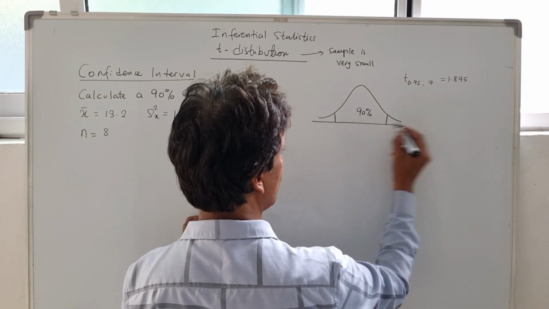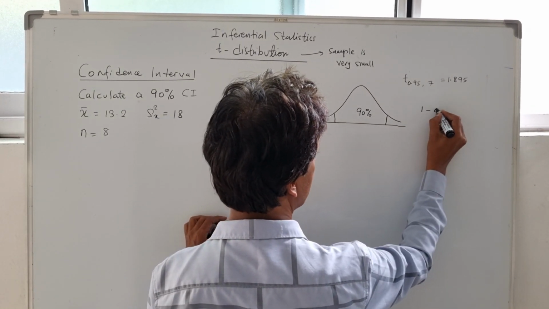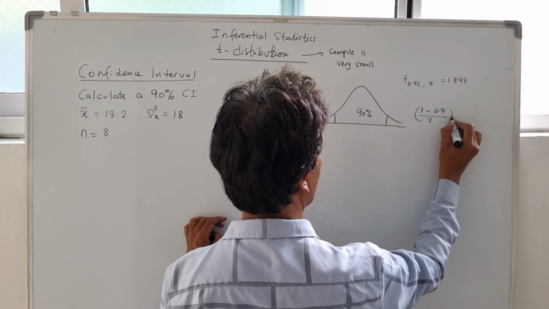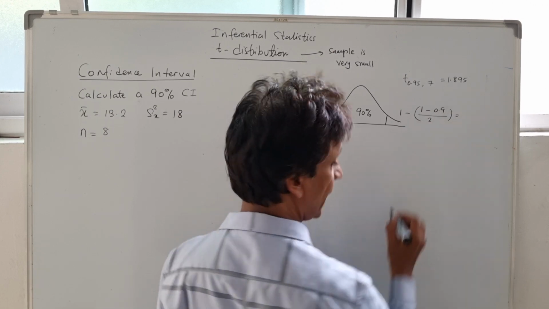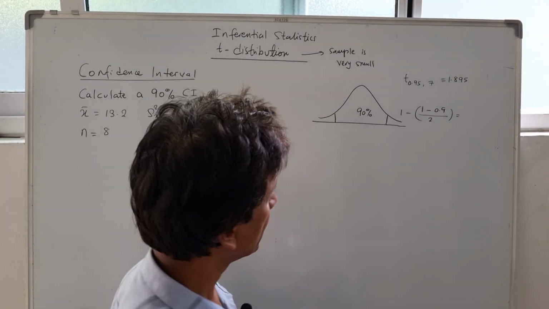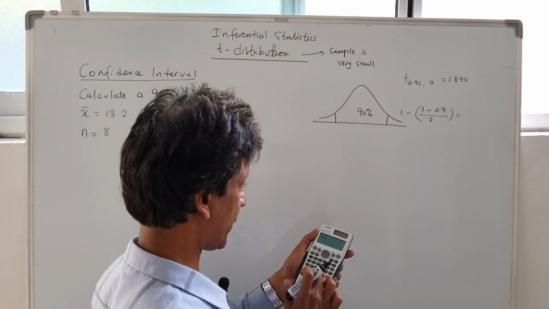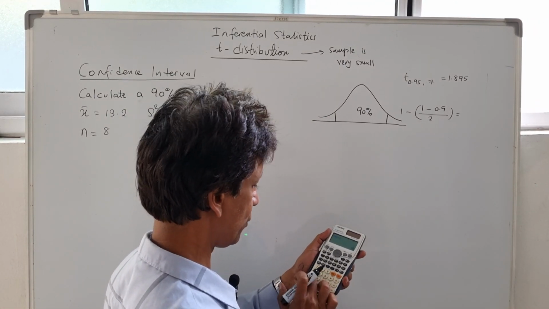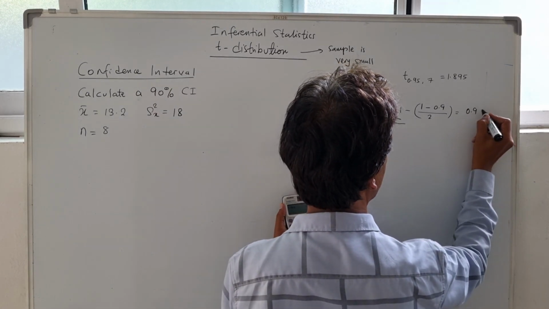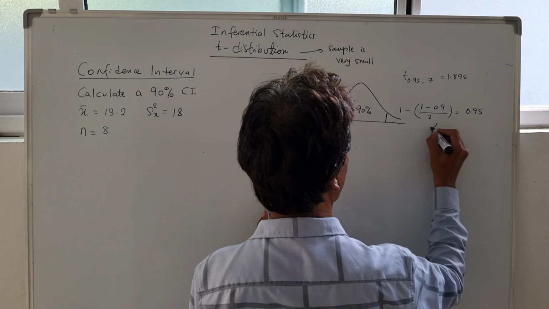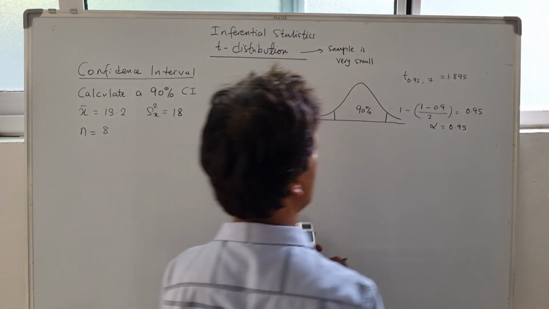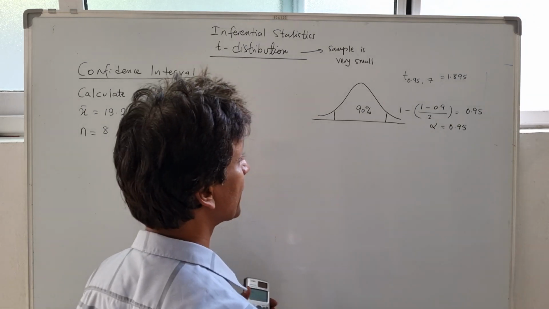And so what we do basically is 1 minus 0.9, which is 90%, divided by 2. And then you take 1 minus that. So 1 minus 0.9, and all of that divided by 2, then 1 take away all of that. And we're looking at 0.95 for our value of alpha, which is from the t distribution table.